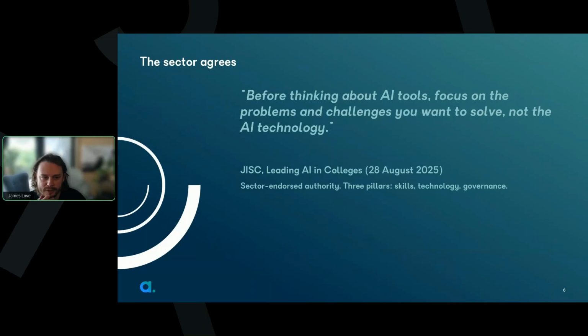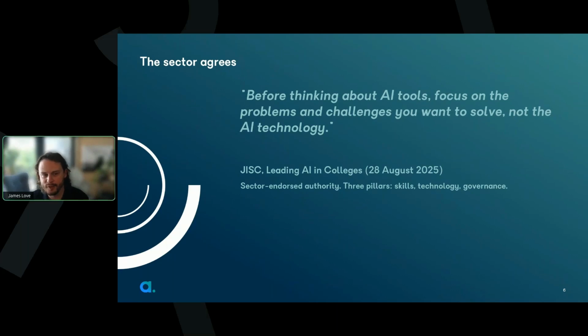A bit of a word of validation, because this is a position I've been taking for a while, and I've heard others in the sector say in the same way. But the line on screen is actually from JISC. Their strategic framework applied for AI in colleges, which they actually published back in August of last year. So not quite a year ago, but getting on for a year ago. Before thinking about AI tools, focus on the problems and the challenges you want to solve, not the AI technology.